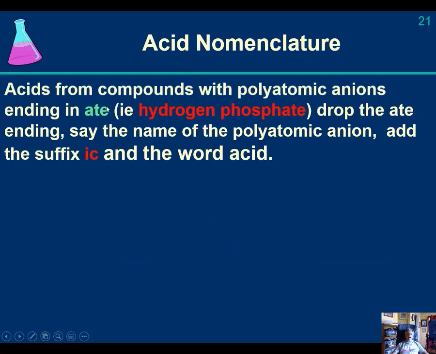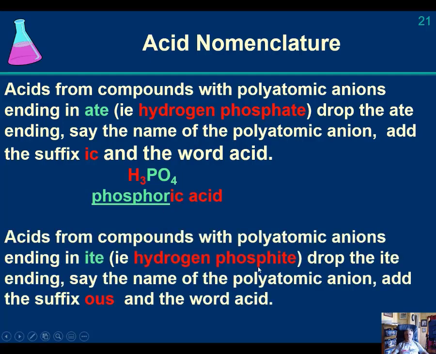Acid nomenclature. Acids from compounds with polyatomic anions ending in ATE, like hydrogen phosphate. Just drop the ATE, say the polyatomic anion name, add the suffix ic and the word acid. So hydrogen phosphate simply becomes phosphoric acid, which is H3PO4. It's a triprotic acid, and it's a weak acid, by the way. It's not one of your strong acids. A lot of people make that mistake.